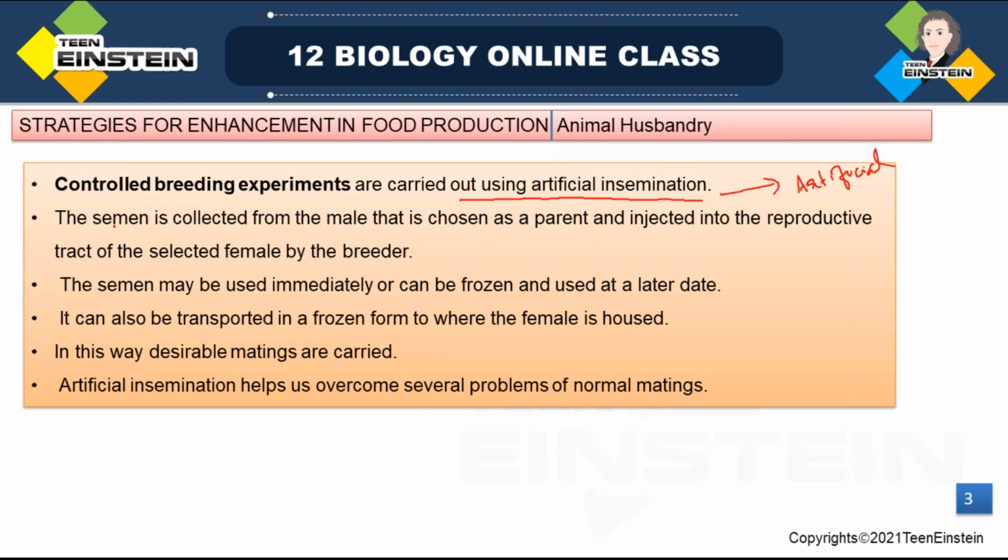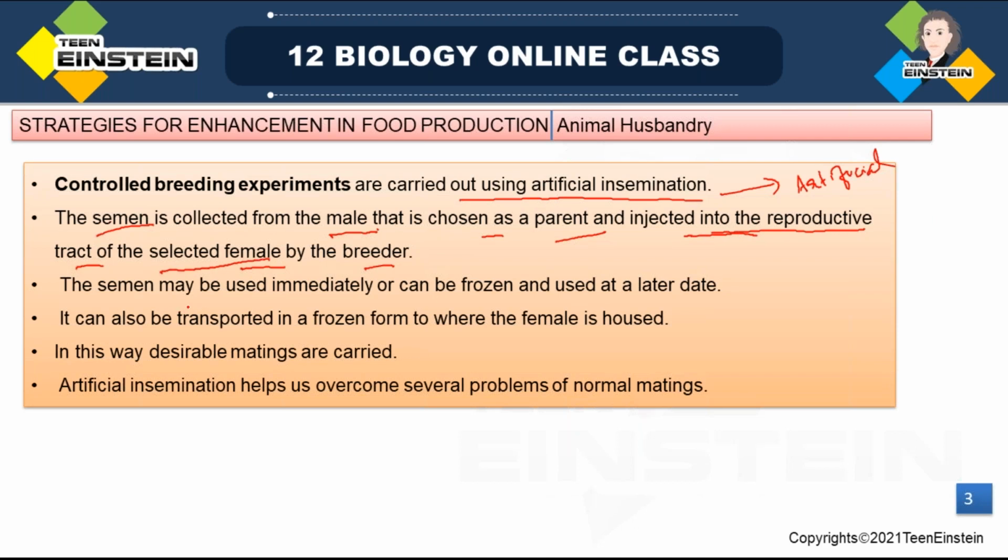So the semen is collected from the male, and that male is chosen as the parent. And then it is injected into the reproductive tract of the selected female by the breeder. The male will have the desired character, and that semen is collected and then injected into the reproductive tract of the selected female.